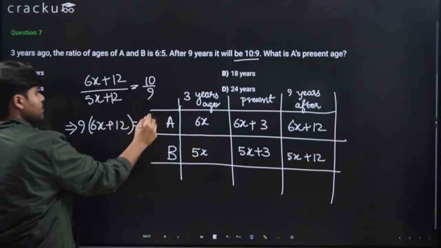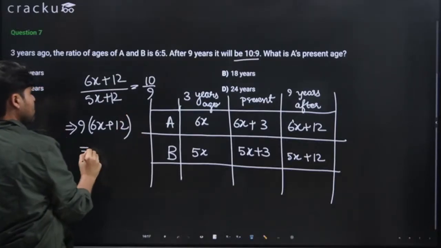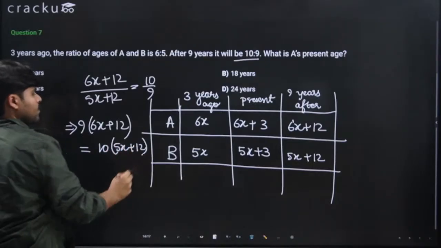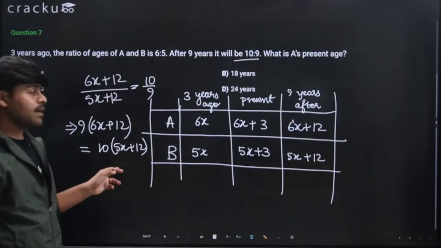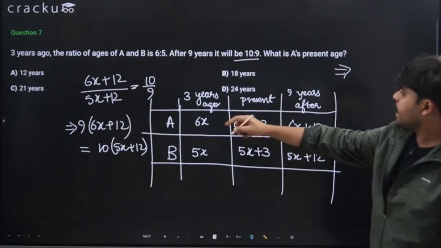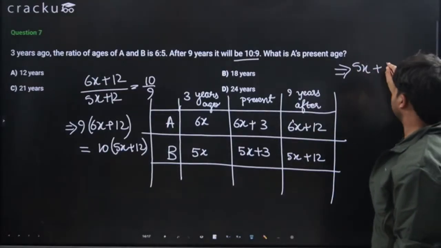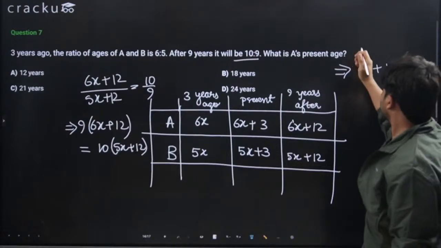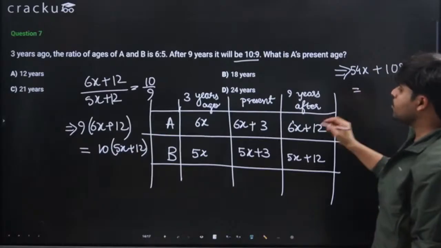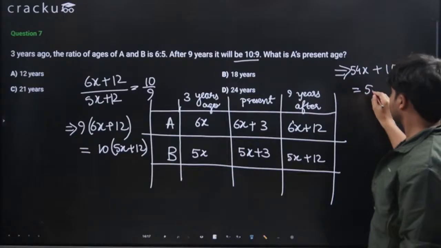is equal to 10 times (5x plus 12). Let me continue this here. What is 9 times (6x plus 12)? It is 54x plus 108. This will be equal to 10 times (5x plus 12). What is that? It is 50x plus 120.